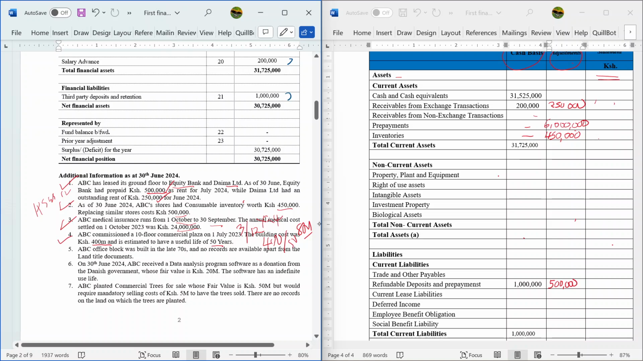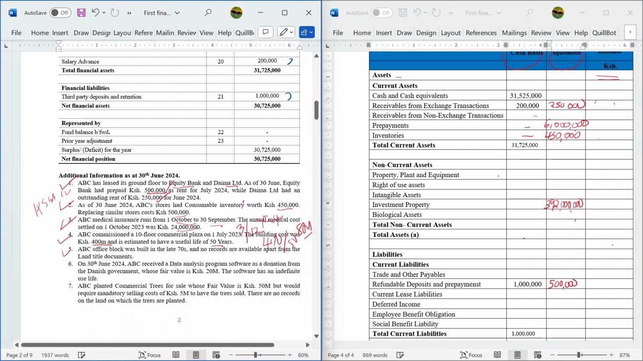Even though IPSAS 16 recommends you to use the fair value model, in this case you can see ABC chose to use the cost model. Therefore, we will record 400 million minus 8 million as our investment property. So we will arrive at 392 million. We are done with that one.